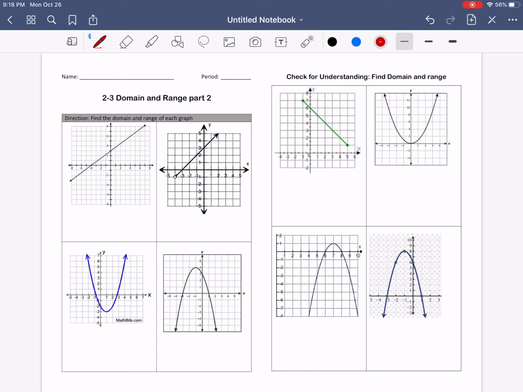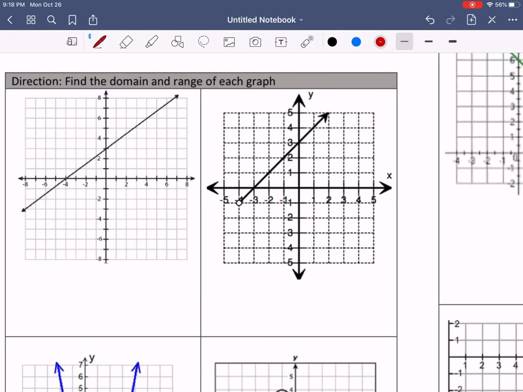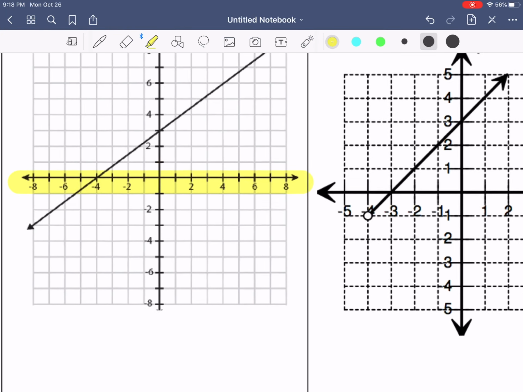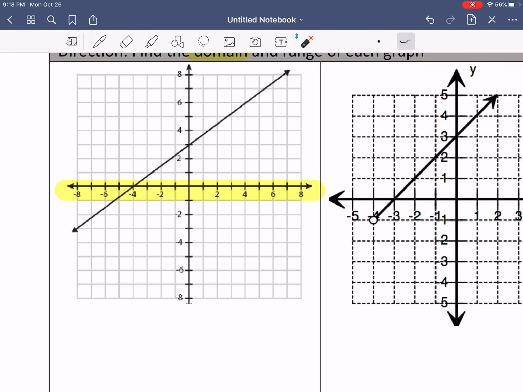So today we are going to learn about domain and range part 2. So let's get started. First, let's find the domain of this graph, okay? As I said, domain is the set of x values, so we are going to highlight these x values, okay? And the only thing that we have to find is the starting point and end point of this graph. So let's look at this.